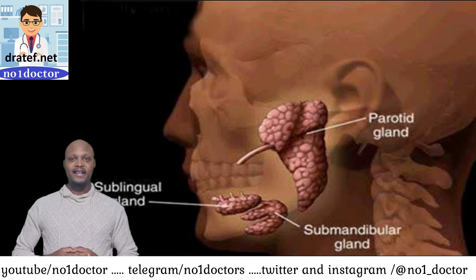Adenolymphoma, Warthin's tumor. This is a benign cystic tumor which contains epithelial lymphoid elements. It occurs in middle and old age and gives rise to a soft, well-defined cystic lump in the parotid.